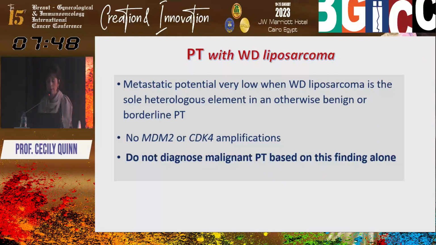So that is a change in the WHO 2019. The metastatic potential of these lesions is very low when well-differentiated liposarcoma is the only heterologous element in an otherwise benign or borderline phyllodes tumor. So you do not diagnose malignant phyllodes based on this finding alone. Now, Abir will remember we had a lot of discussion about what you would call these in updating the UK guidelines, and it was generally agreed that if you did have well-differentiated liposarcoma and nothing else, you would probably go for borderline. But to say that it was benign might be a bridge too far.